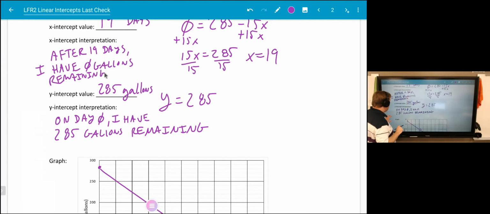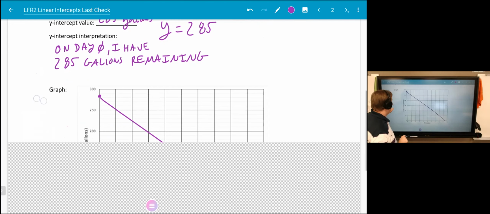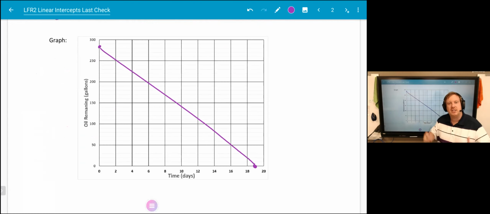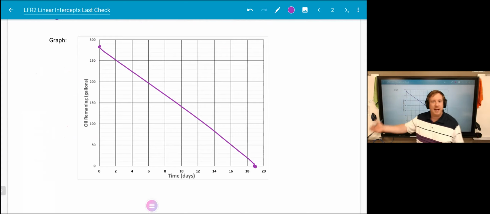Okay, and let's take a look at what we're trying to do here. For intercepts, when you're trying to interpret them, just like when finding the intercepts: when I'm using the x-intercept, if I have 0 of whatever y is, what is my x? For my y-intercept, when I have 0 for whatever x is, what is my y?